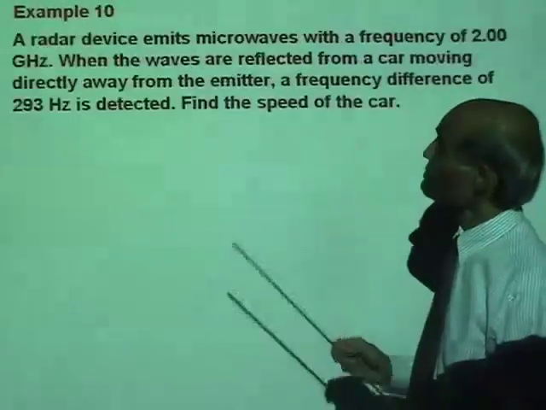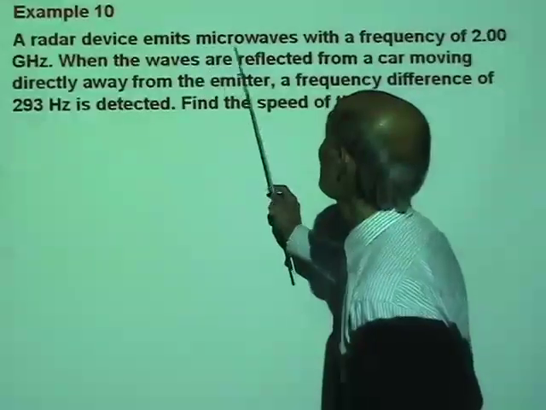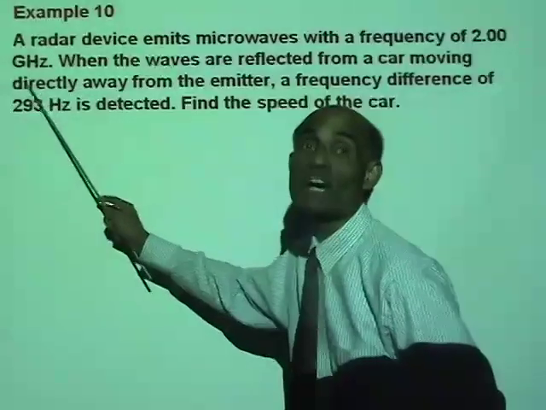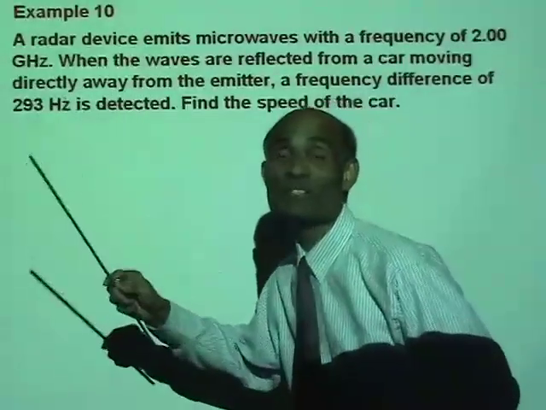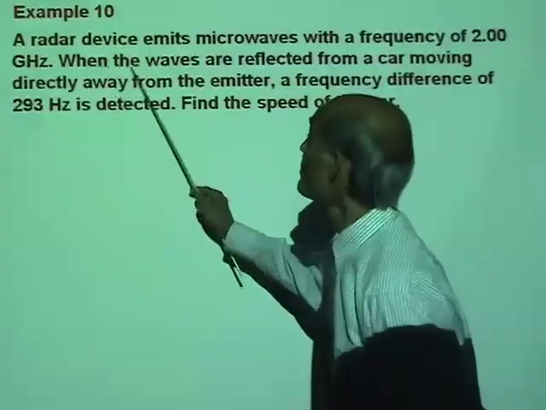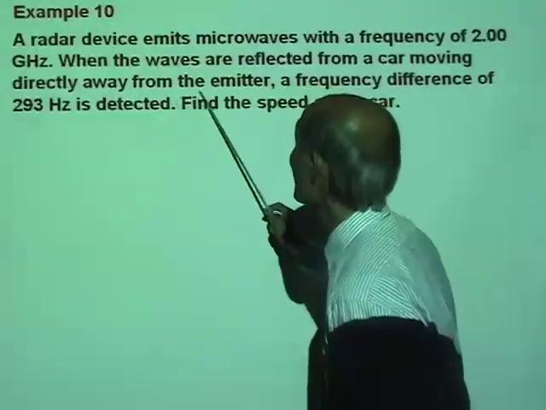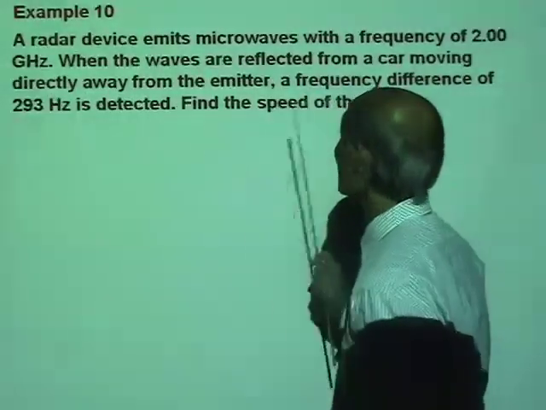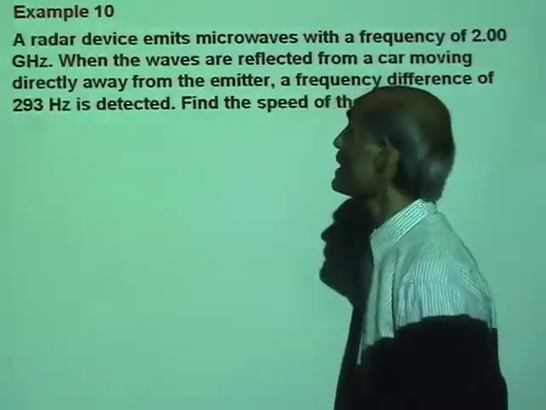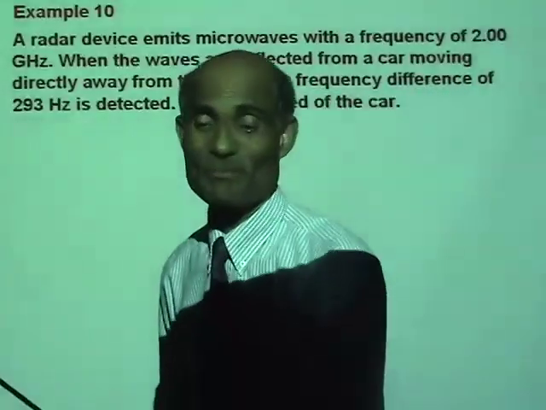Okay, let's do another problem. A radar device emits microwaves with a frequency of 2 gigahertz. 2 gigahertz is 2 times 10 to the 9 hertz. When the waves are reflected from a car moving directly away from the emitter, a frequency difference of 293 hertz is detected. Find the speed of the car.